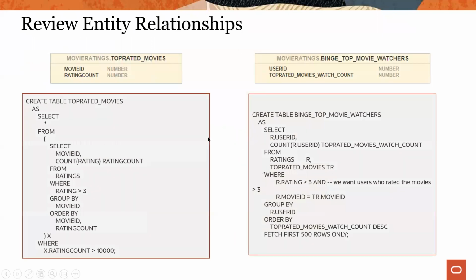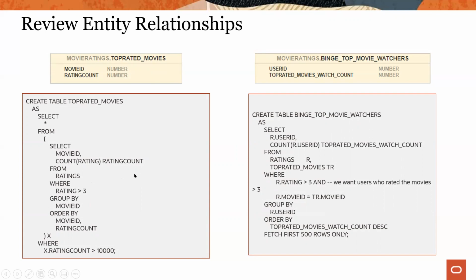Next, I'm going to identify the top rated movies. The way I'm defining top rated movies is the movies that are rated more than 10,000 times, that means more than 10,000 people watched and rated them, and rated greater than or equal to 3. On a scale of 1 to 5, 3 or above is considered a good movie to watch. That's an assumption I'm making.